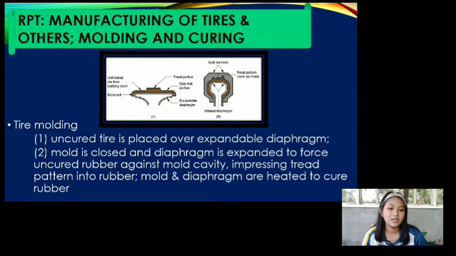The molding and curing. There are two types. First is the tire molding, in which an uncured tire is placed over an expandable diaphragm. Next, the mold is closed and the diaphragm is expanded to force the uncured rubber against the mold cavity, impressing the tread pattern into the rubber. Mold and diaphragm are heated to cure the rubber.